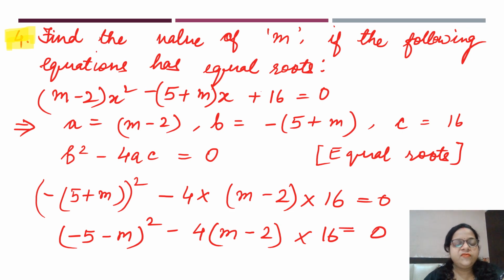Therefore, b square minus 4ac is equal to 0 because it is written that the roots are equal. So, (minus (5 plus m)) the whole square minus 4 into (m minus 2) into 16 is equal to 0. Therefore, (minus 5 minus m) the whole square minus 4 into (m minus 2) into 16 is equal to 0.